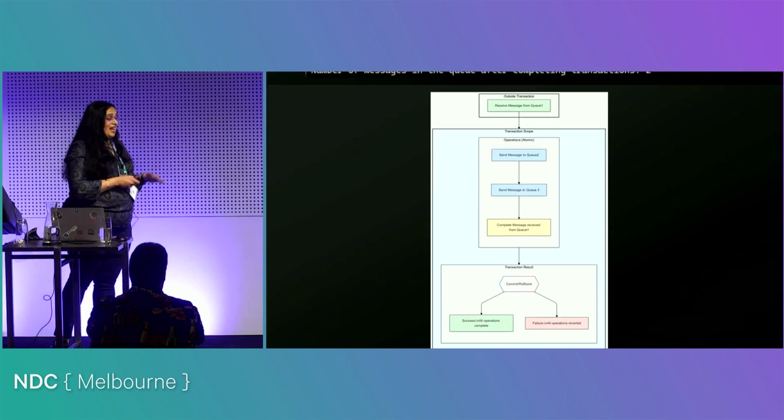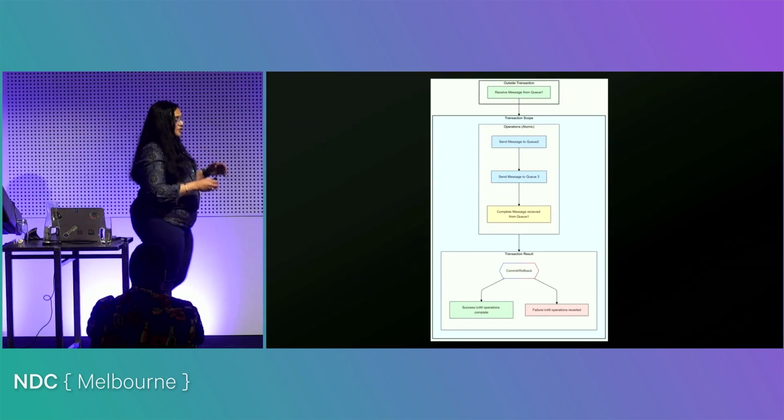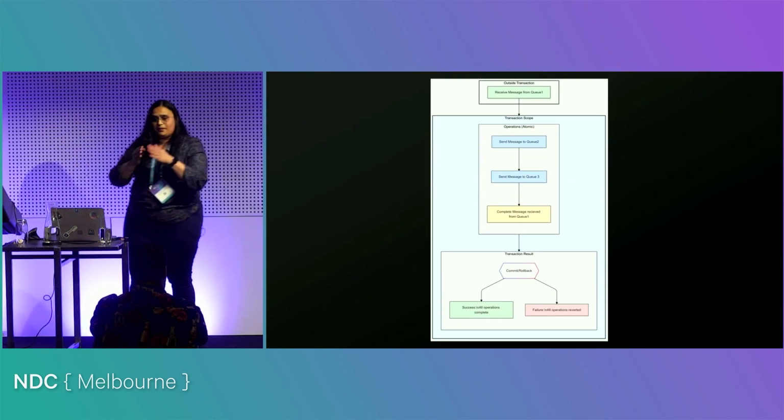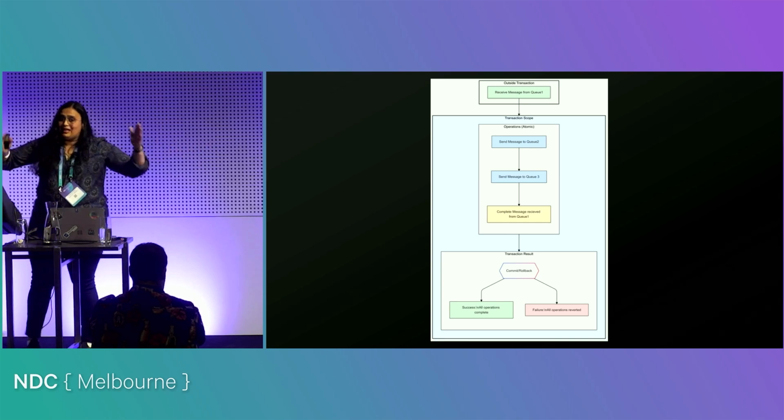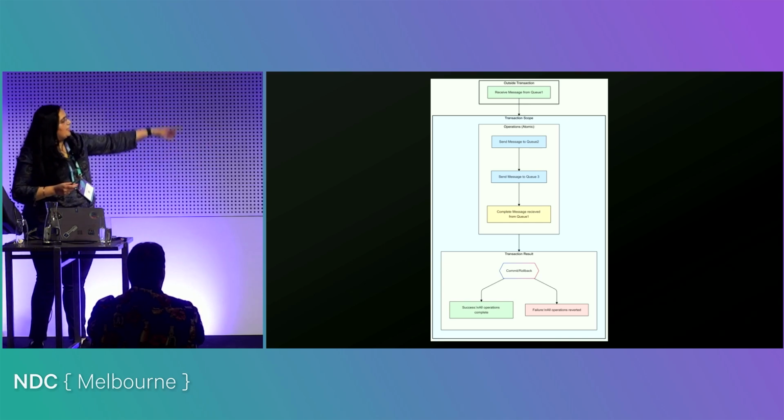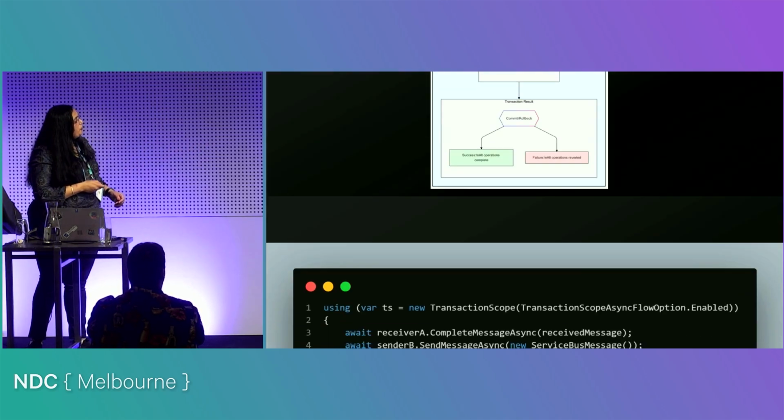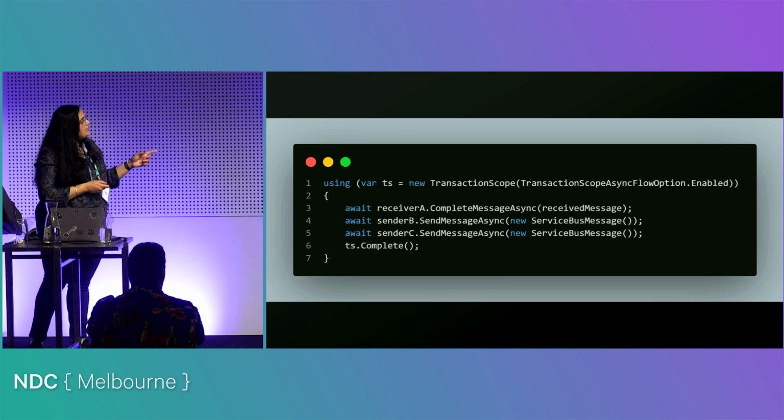And you can have cross-entity transactions as well. So complete a message and then send messages to 2 different queues. That is also possible. So this is the scenario here, and the code for that would be this. You receive a message, do some processing, and then you complete the message, send a message async to one queue and a second message to another queue, and then mark the transaction as complete.